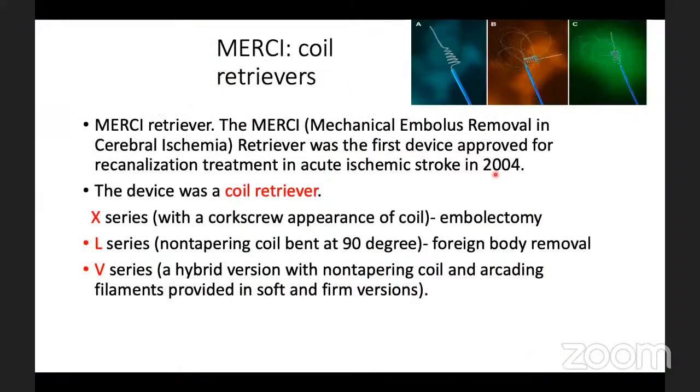The first stent retrievers, or coil retrievers, were the Mercy retrievers. The Mercy device, the mechanical embolus removal in cerebral ischemia retriever, was the first device approved for recanalization treatment in acute ischemic stroke, in 2004. The device was of 3 types. This is the X variant. It has a coiling tip. It is approved for embolectomy. This is the L series, where there is a non-tapering tip with a coil around it, and this is approved for foreign body removal. And this is the hybrid version, incorporating a non-tapering tip with a coil. So these were the Mercy coil retrievers, the first generation device.